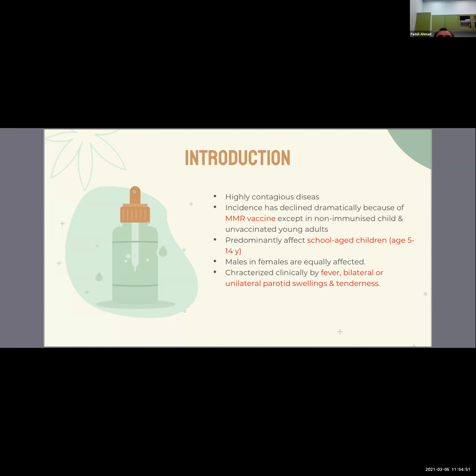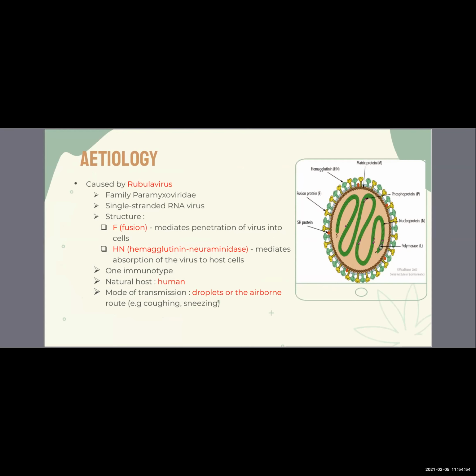Okay, forward. This mumps virus is caused by a virus of the family Paramyxoviridae. It is a single-stranded RNA virus. There are two structures involved in the pathogenesis of mumps virus. The first one is the F protein or fusion protein that mediates penetration of the virus into the cells, and also the HN protein or hemagglutinin neuraminidase protein that mediates attachment of the virus to the host cells. It has only one immunotype, and human is the only natural host.